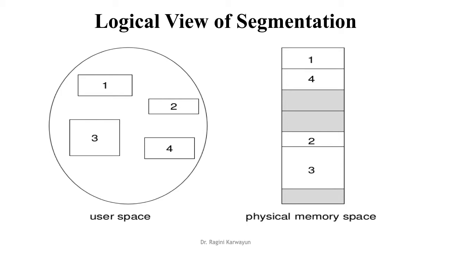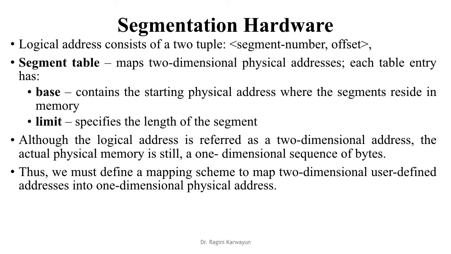As time proceeds and different segments enter and leave the memory, these segments leave small holes dispersed throughout the memory, and these holes become so small that they cannot accommodate any big segment, resulting in external fragmentation. This is just the basic hardware that is required to implement segmentation.